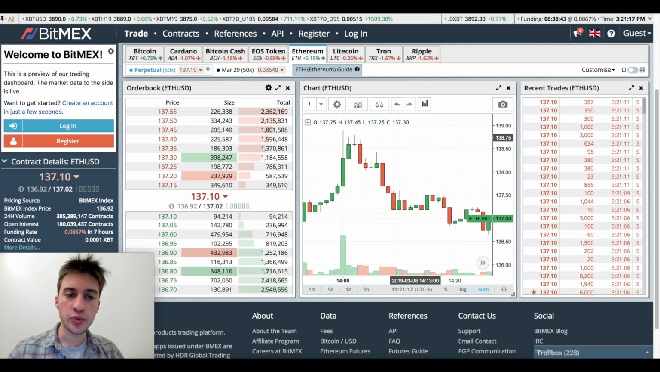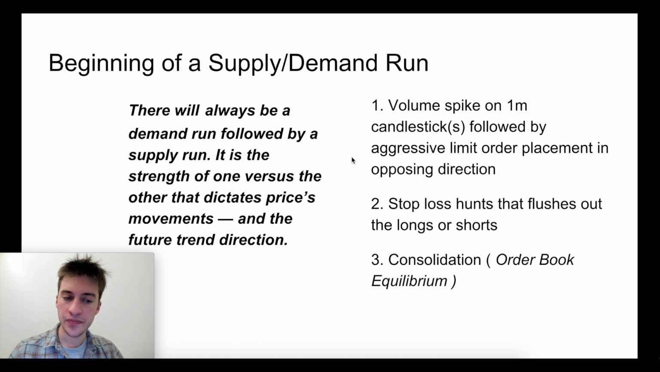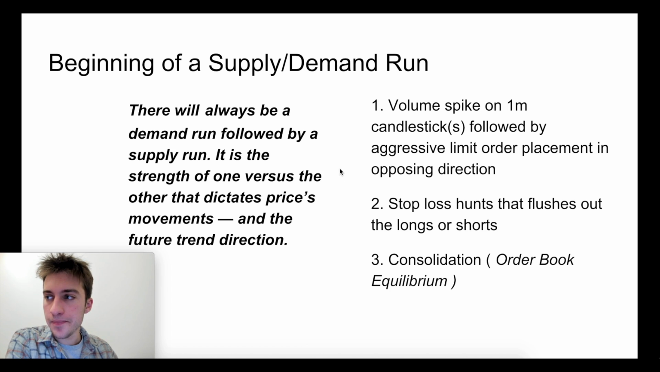So that's really what you want to look for, that strategy. Second is the stop loss hunt. Price goes just beyond a high or just below a low, hits many stop losses. Why am I so emphatic about stop loss hunts in supply demand runs? Well, imagine price is going down in a supply run. Price goes down a little bit further and then goes below a low.